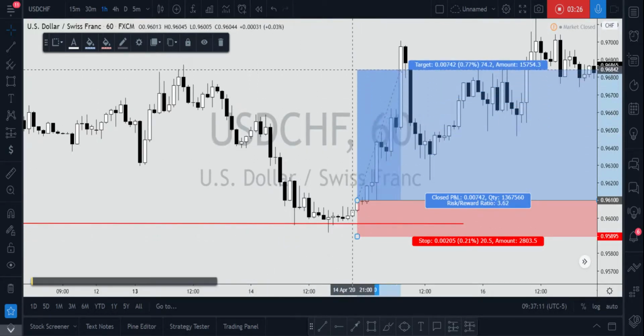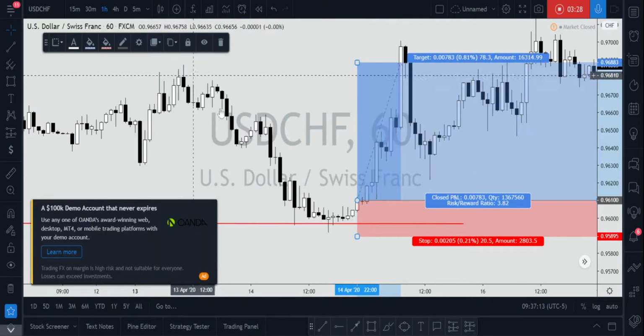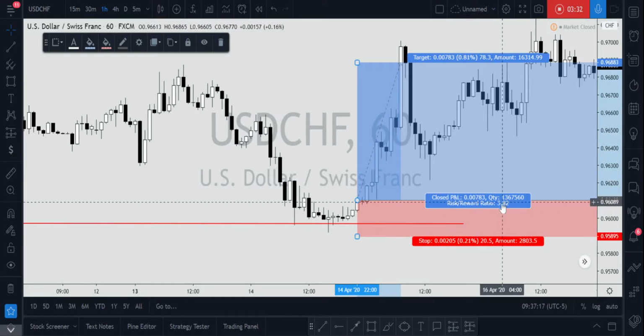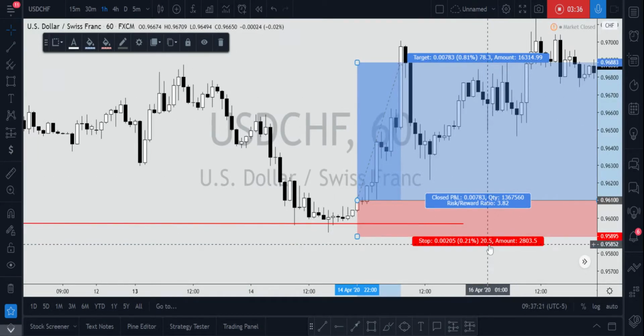And then we bring our take profit above the highs where other sellers would be, and we can see that our risk to reward would be 3.82 to 1. 80 pips, and we're risking 20. Now we're going to go on smaller time frames.